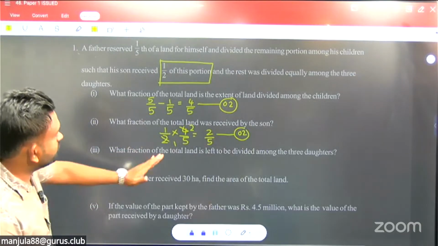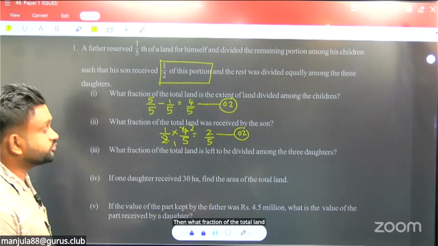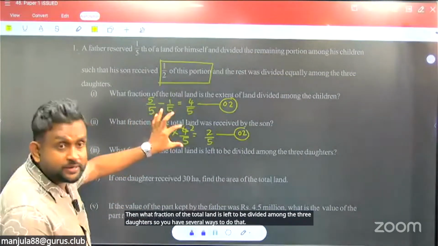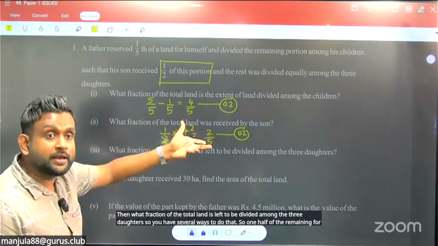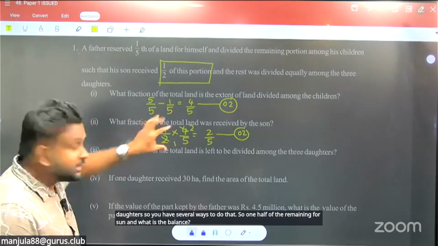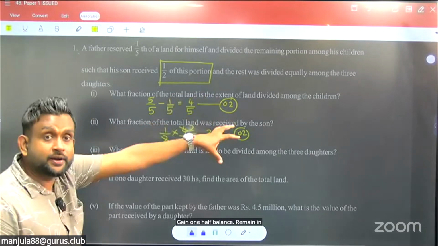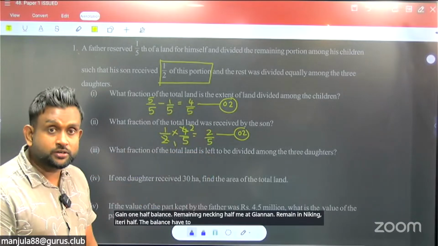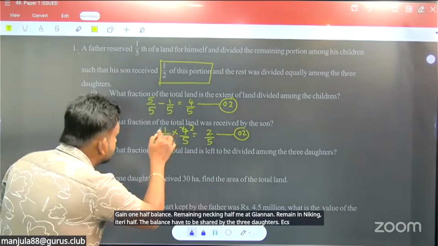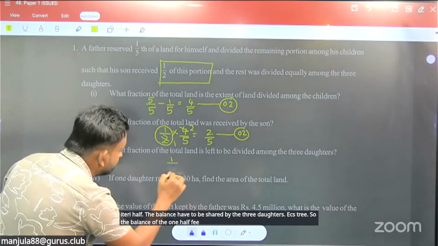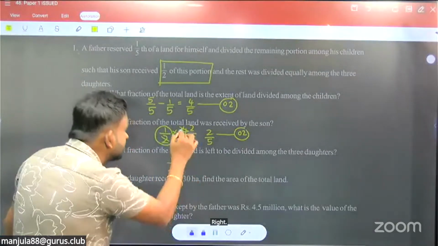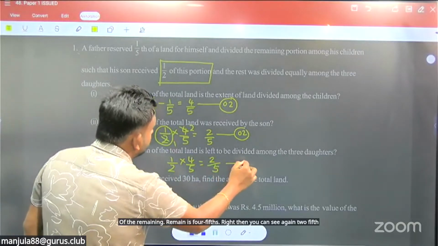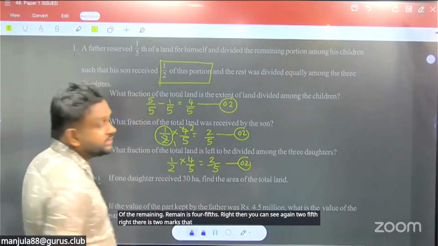Then what fraction of the total land is left to be divided among the 3 daughters? You have several ways to do that. 1/2 of the remaining went to the son, and what is the balance? Again 1/2. The balance half is to be shared by the 3 daughters, the easiest way. So the balance 1/2 of the remaining 4/5 is again 2/5. That is 2 marks, to be divided among the 3 daughters.